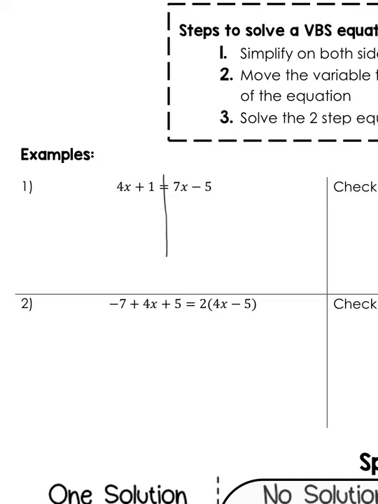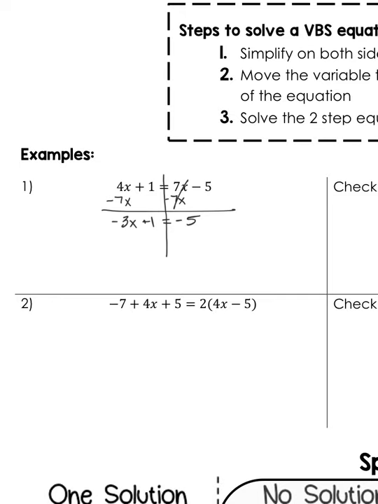So for the first one, I am going to move my 7x term over to the left because usually when we see two-step equations, our variables are on the left. So to cancel out my positive 7x, I need to subtract 7x on both sides. 4x minus 7x is negative 3x. I'll bring down my plus 1, bring down my equal sign, bring down my negative 5.